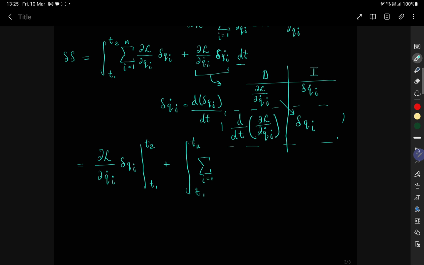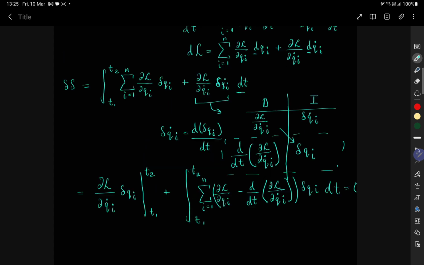from i equals 1 to n of partial L by partial qi minus the derivative with respect to time of partial L by partial q dot i, times delta qi dt.